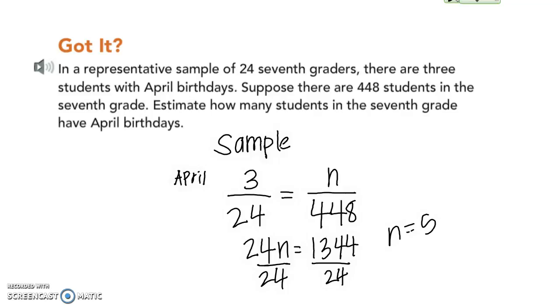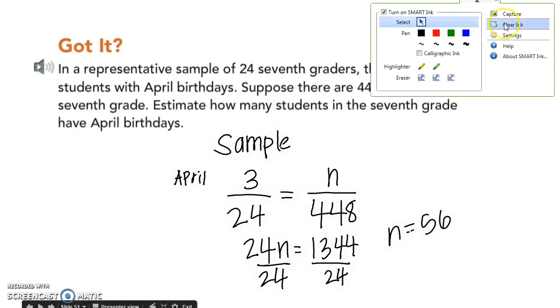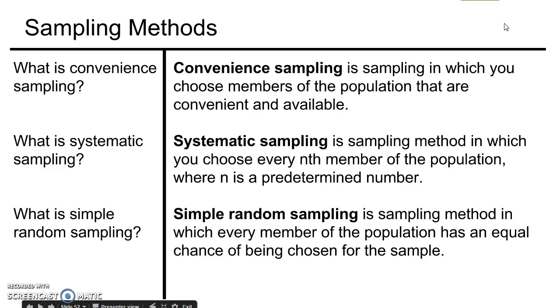And we would predict about 56 of those students would have April birthdays. So that would be how we would use a representative sample to make a prediction about the population. Okay, now remember there are 3 different types of sampling methods.